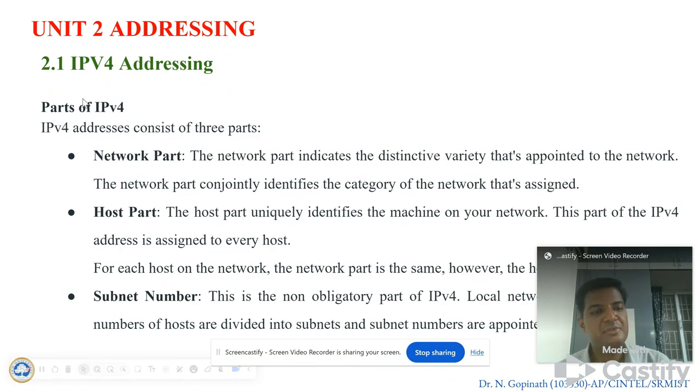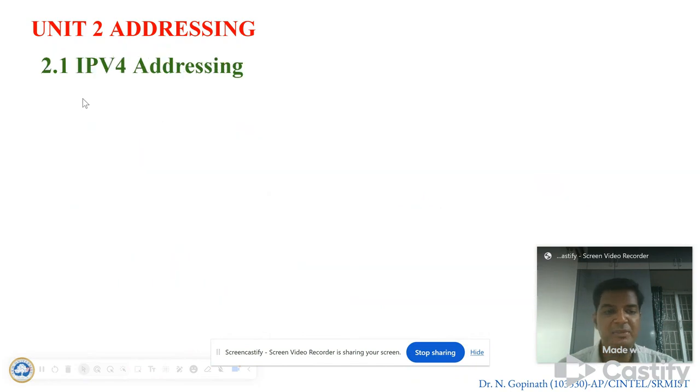Next, parts of IPv4. The IPv4 address consists of 3 parts. The first one is the network part. The network part indicates the distinctive number that is assigned to the network. The network part also identifies the category of the network that is assigned. Host part. The host part uniquely identifies the machine on your network. This part of the IPv4 address is assigned to every host. And the last one is the subnet number. This is the optional part of IPv4.